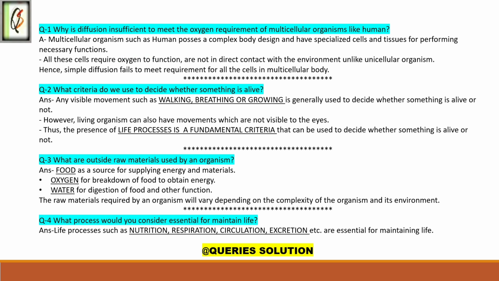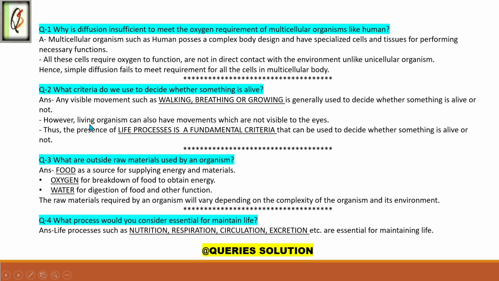We have got millions of cells, and all the cells in our body, in whichever part they are placed, require oxygen to function. And these cells are not in direct contact with the environment like we see in the case of a simple unicellular organism's body. This is the reason why we say that diffusion cannot meet our oxygen requirement, and that's not the way how we exchange oxygen in our body. All right, so these key points written here give the answer and explanation to the question which is provided.